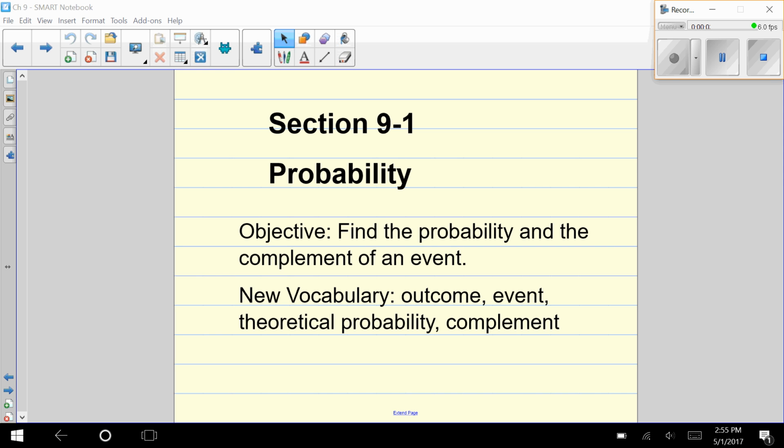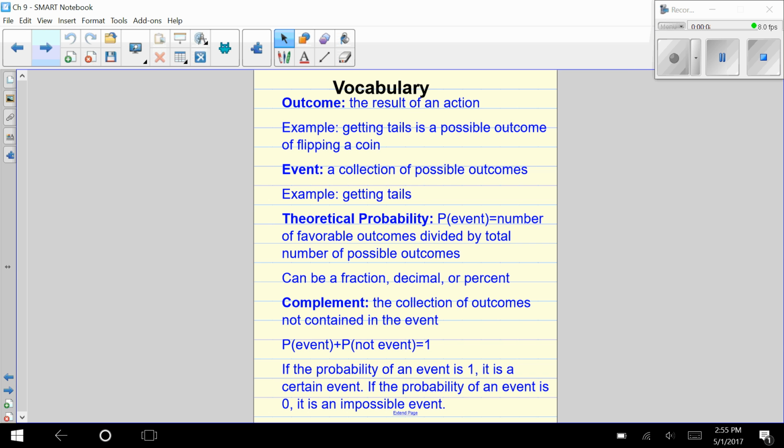This is section 9.1, probability. Our objective today is to find the probability and the complement of an event. Let's start with the definition.